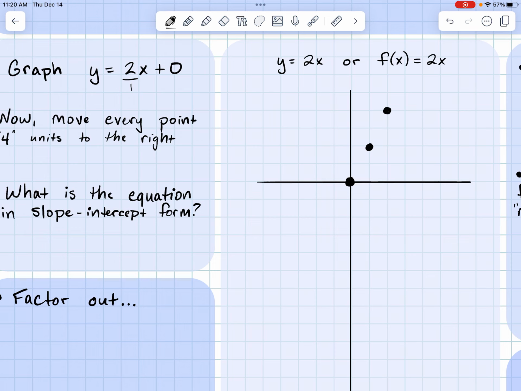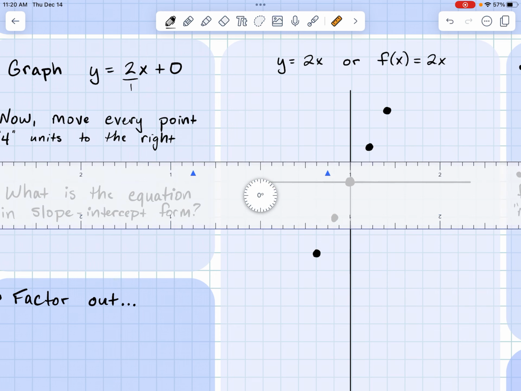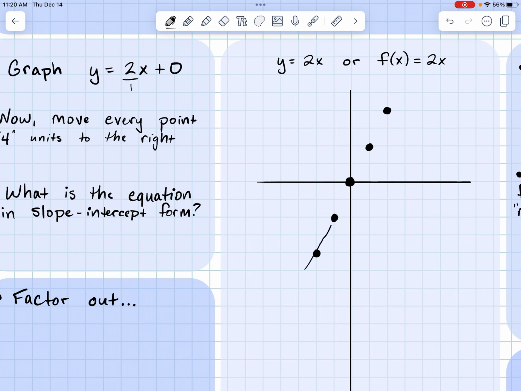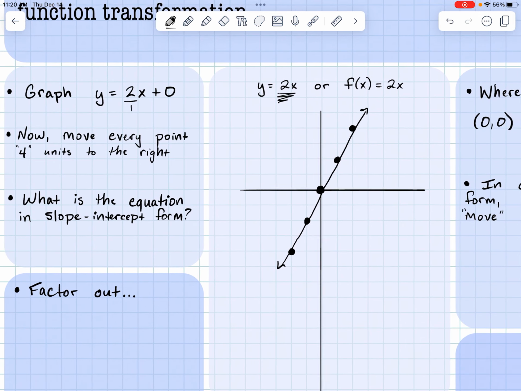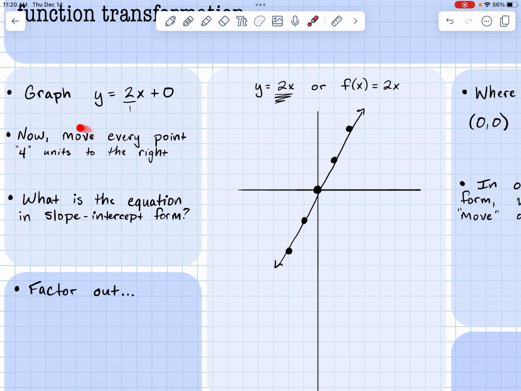And then again, up 2 over 1. And we could also go in the reverse direction. So keeping on the trajectory of this line, it would be down 2 and backwards 1. So this point here, and then the same for this point here. So we have 5 points total on our line that we can use here. Okay, so this is the line of y equals 2x, or f of x is equal to 2x. Now we're going to move on to the next part.